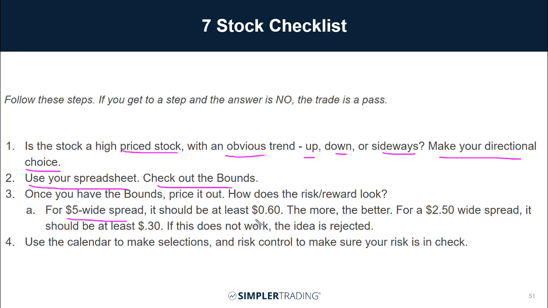For a $5 wide spread, it should be at least 60 cents. The more, the better. For a $2.50 wide spread, it should be 30 cents. If it doesn't work, the idea is rejected. Now, of course, if you're doing something out of the money like that, then it's going to require you to use probably at least 10 contracts. And then if you're doing it closer in the money, you can use a lower amount of contracts. So then you want to use the calendar to make selections and risk control to make sure that your risk is in check.